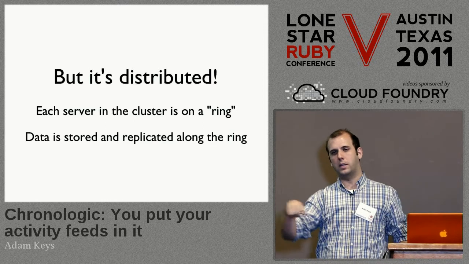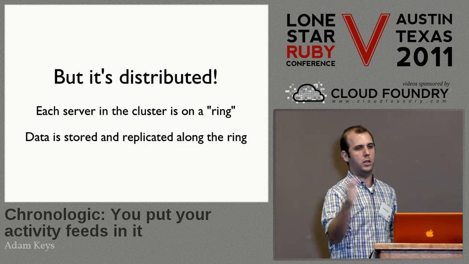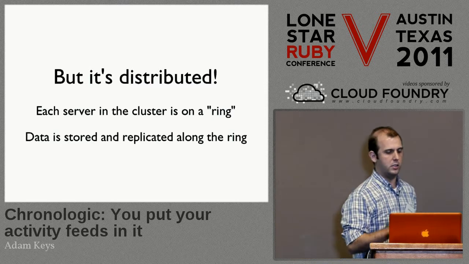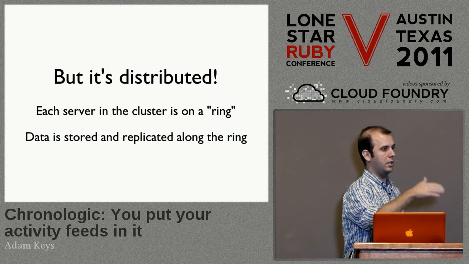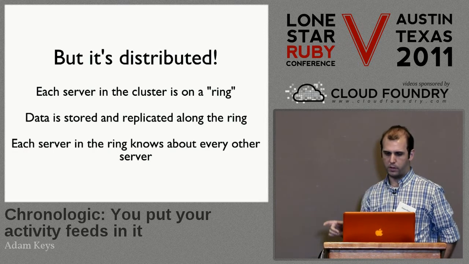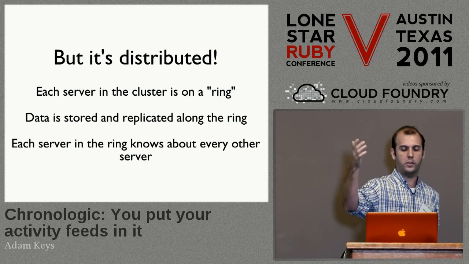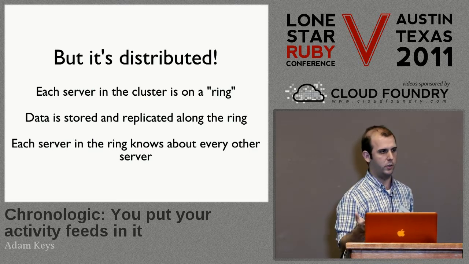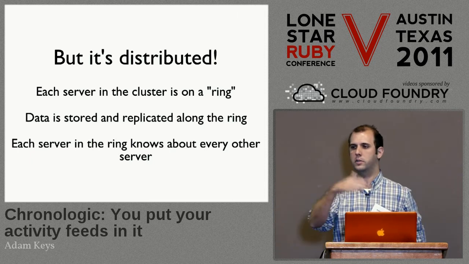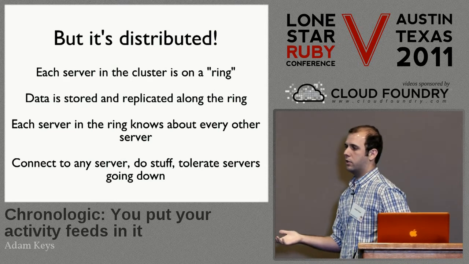You specify how many copies of every row to keep in the cluster, and Cassandra will make sure that many copies are written somewhere in that ring. And you can specify whether the replication happens synchronously or asynchronously, and that's a nice tunable parameter on a per-request basis. It's not like server-global config. Each server in the ring knows about every other server, and they all gossip to each other. They say, hey, I think this guy is down, or I think this guy is back up. We should send him the data that he was missing from beforehand, etc. And you can connect to any server. None of them are special.